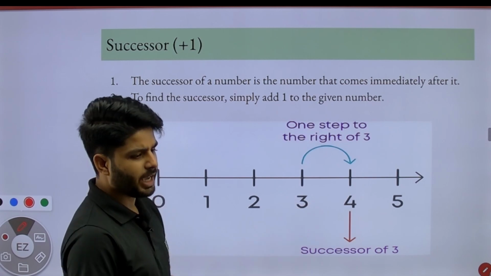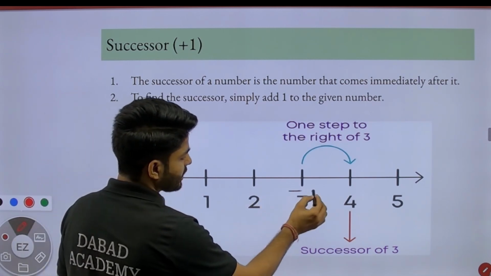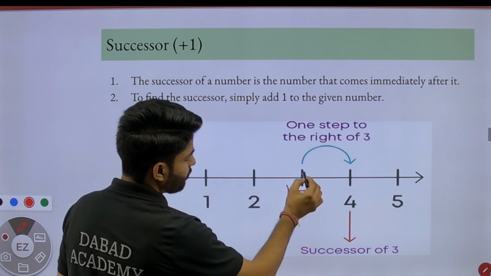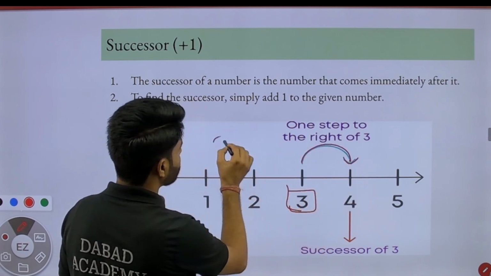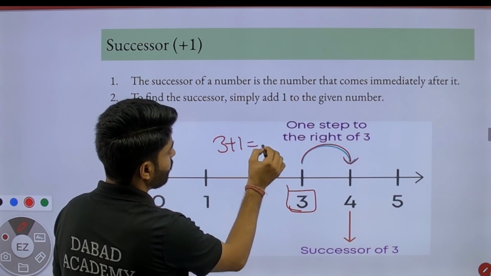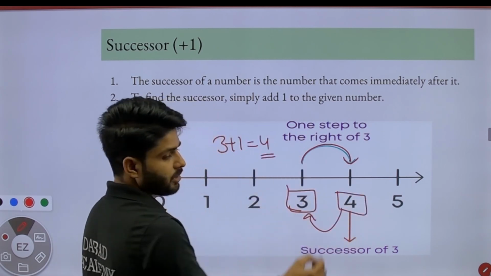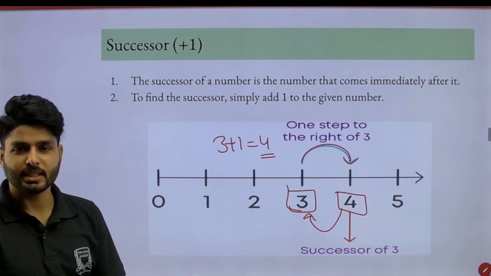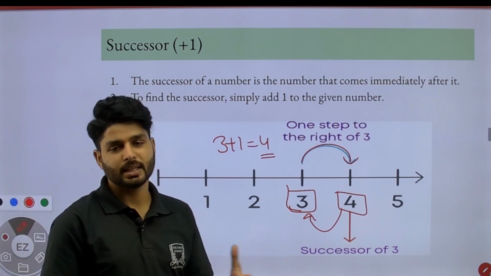We can easily understand it with the help of a number line. We have to find the successor of 3. So we just take one step to the right-hand side, that is, if we add 3 plus 1, that is 4. So 4 is the successor of 3. Whenever we have to find a successor, we just need to add 1 to that number, and that is the successor.